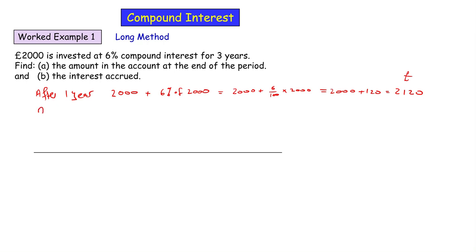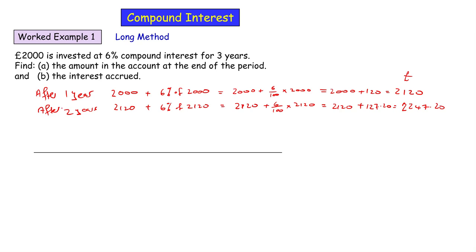After the second year then, we take that 2,120 and we add 6% of that amount. So to find that, we've got 2,120 plus 6%, 6 over 100 times 2,120. So that's 2,120 plus £127.20 if you work it out, giving us a total of, this time, £2,247 and 20p. So it's growing quite fast.